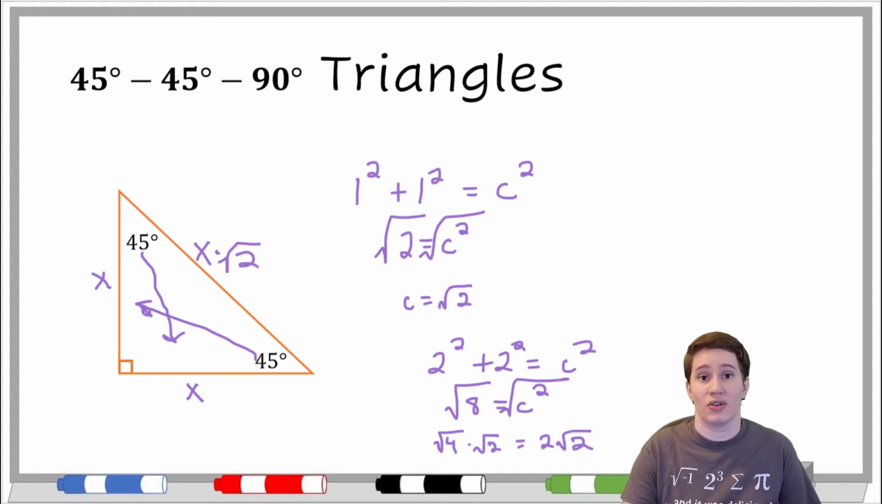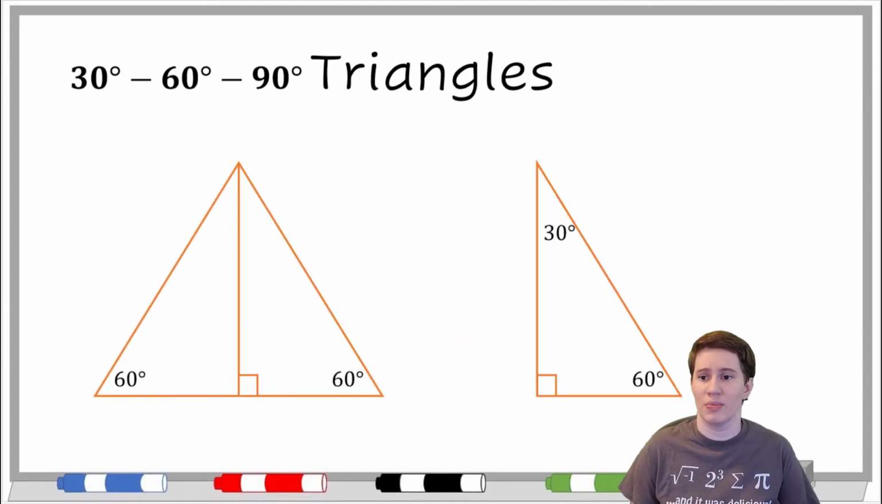Let's talk about 30, 60, 90 triangles. To come up with a 30, 60, 90 triangle, we actually need to first think about an equilateral triangle. An equilateral triangle has 60-degree angles for all 3 of its angles. And so that means all of the angles are the same size and all the sides are the same size.